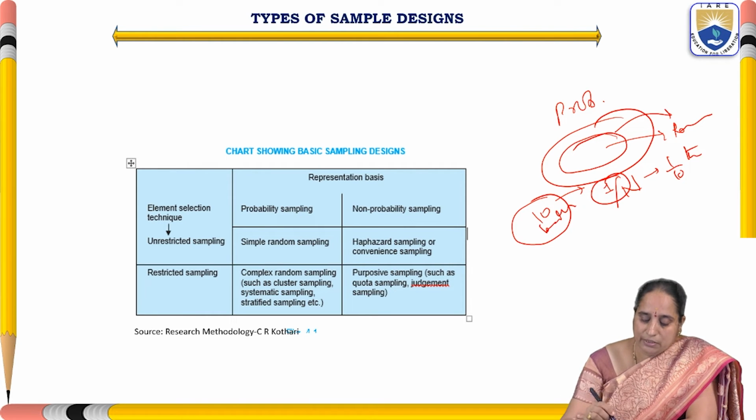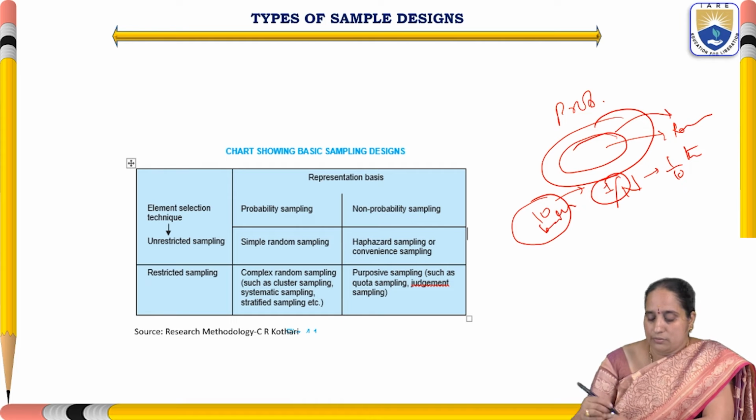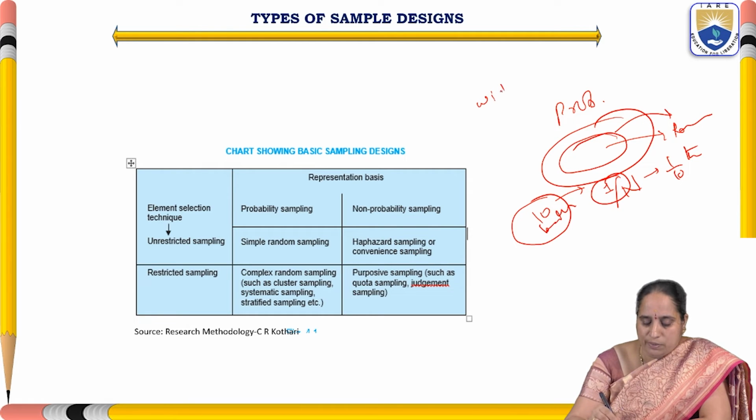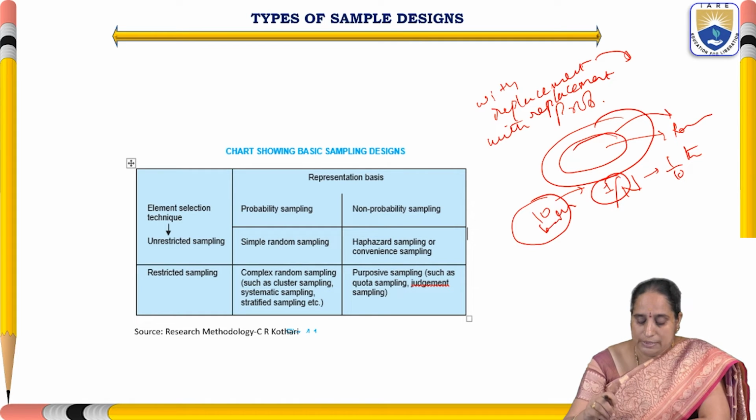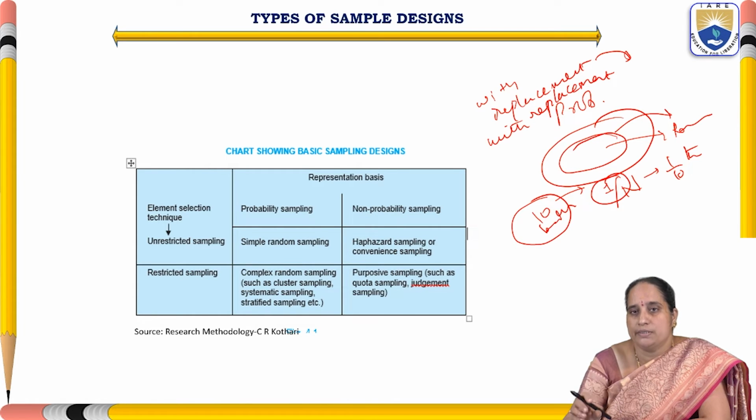So this sampling technique is also selected in two ways: with replacement and without replacement. For example, if you pick a ball from the bag and immediately put the ball back in the same bag, every time you will have only 10 balls. There is no change. So whenever you pick, you get an equal chance of being selected. Every ball will have the same probability.